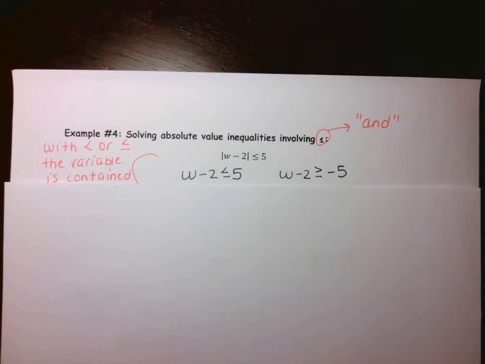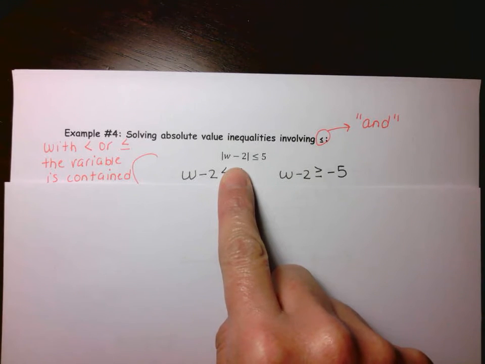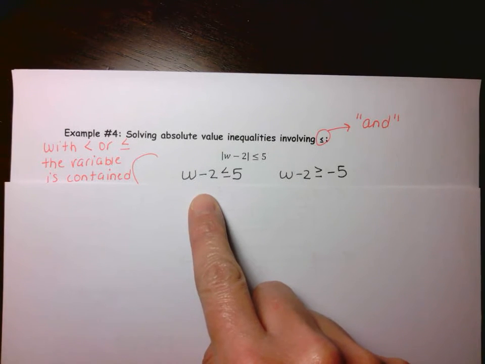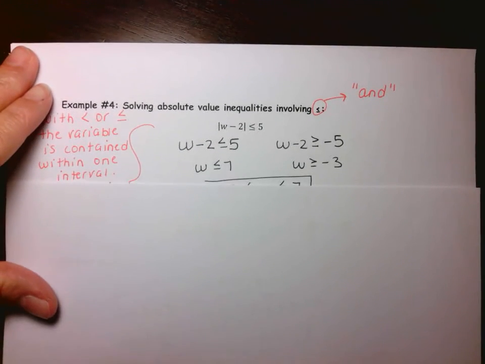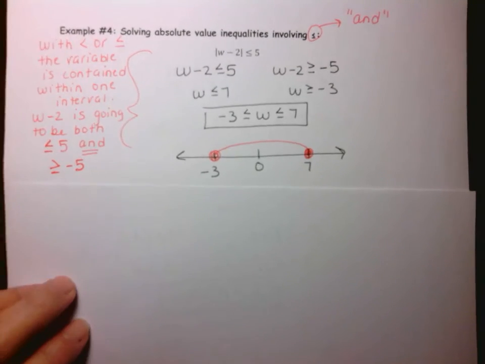And finally, example number 4, solving an absolute value inequality involving a less than or equal to symbol. A less than or equal to symbol will always be an and. That's a conjunction. It will always be an and. And this is how you solve these. You always get the absolute value bars by themselves, and then once you do that, I'm saying w minus 2 is less than or equal to 5, and w minus 2 is greater than or equal to negative 5. And then I solve both, and this is what I get.